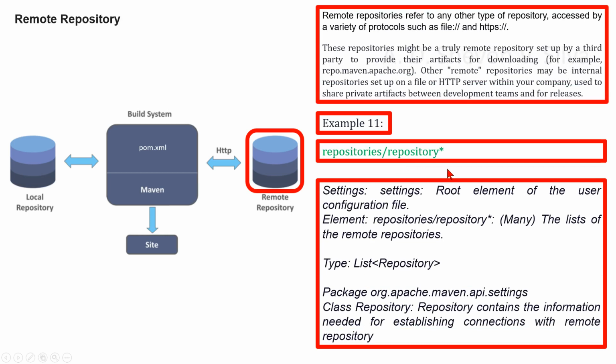Element repositories / repository, many, in settings, the root element of the user configuration file. This element lists the remote repositories. This is a type list with type parameter Repository. Regarding API, we can consider the class Repository in package maven.api.settings. Repository contains the information needed for establishing connections with remote repository.